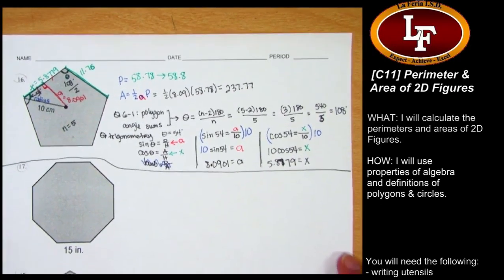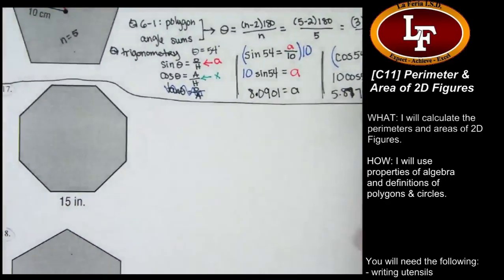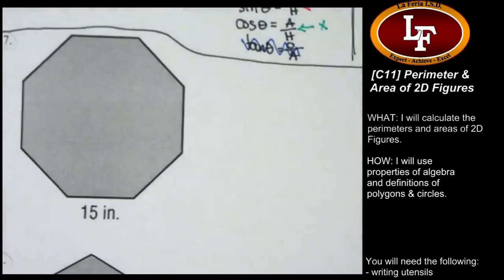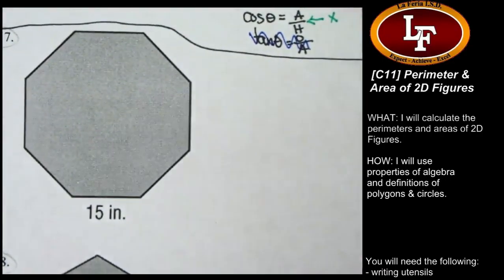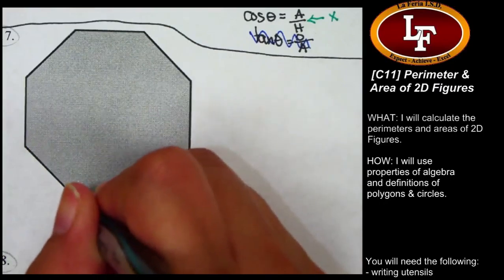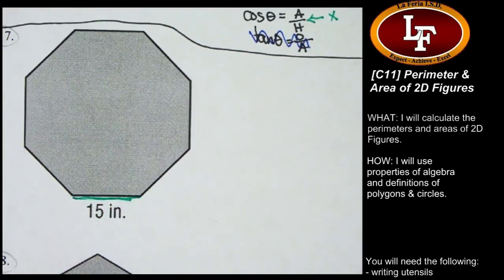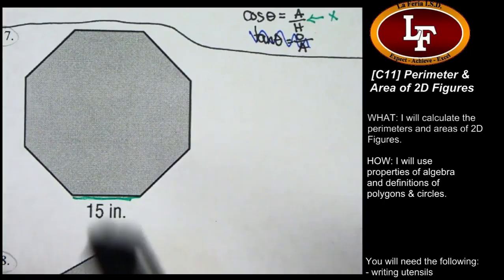Let's start the setup on number 17. Number 17, we're looking at the same sort of thing. We have a regular polygon, and we're trying to find the area and the perimeter. We have to first decide what information is that we're being given. Looks like we're being given this information. This is a side length. So to find the perimeter, we just take the side length and multiply it by the number of sides that we have. So let's figure out how many sides this shape has.